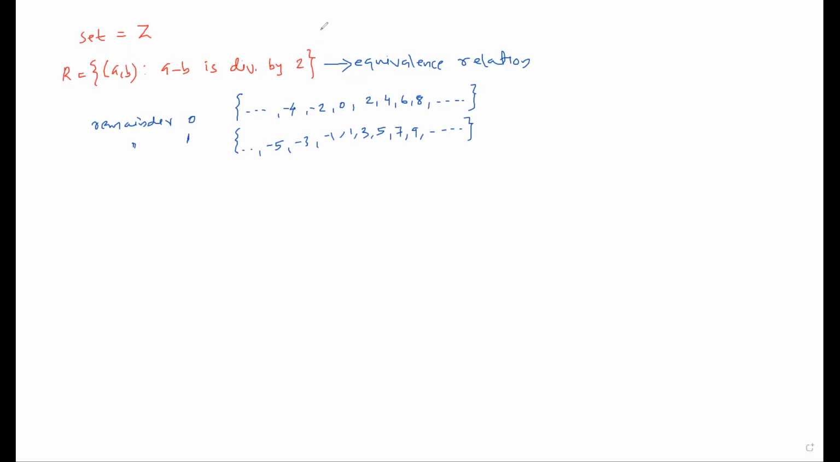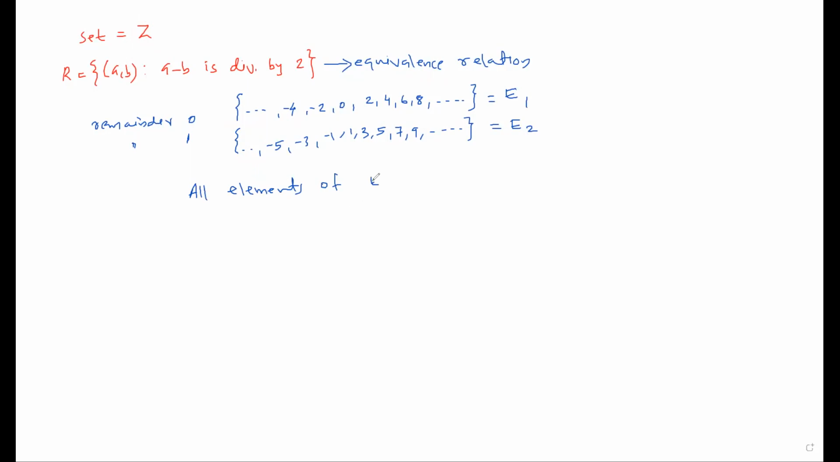So based on this equivalence relation, I divided the entire set of integers into 2 sets. Say if I name this as E1, and this I name as E2. You can see that इसको लिए बहुत सारा specialty है.